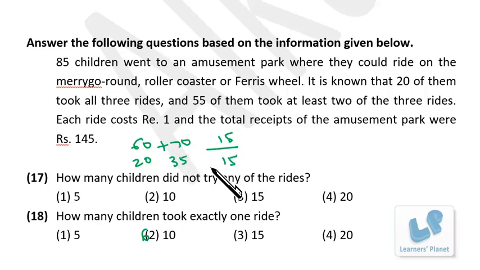So 15 kids. So in all, 35 and 15 is 50, plus 20 is 70 kids who have taken rides. So how many children did not try any of the rides? 85 minus 70, that is 15. How many children took exactly 1 ride? That is 15. Pretty simple.